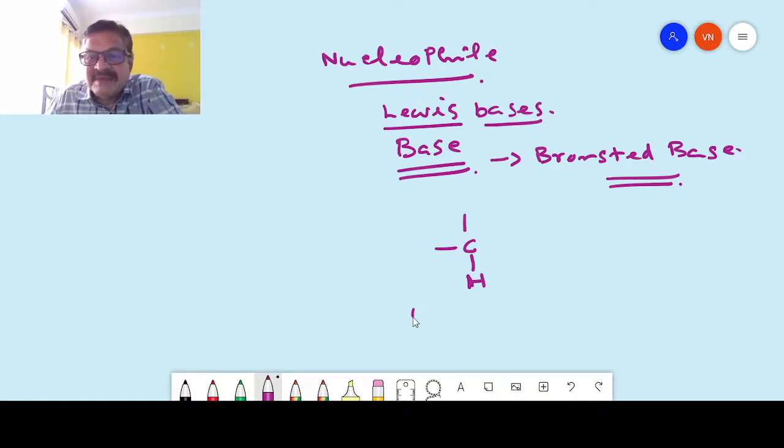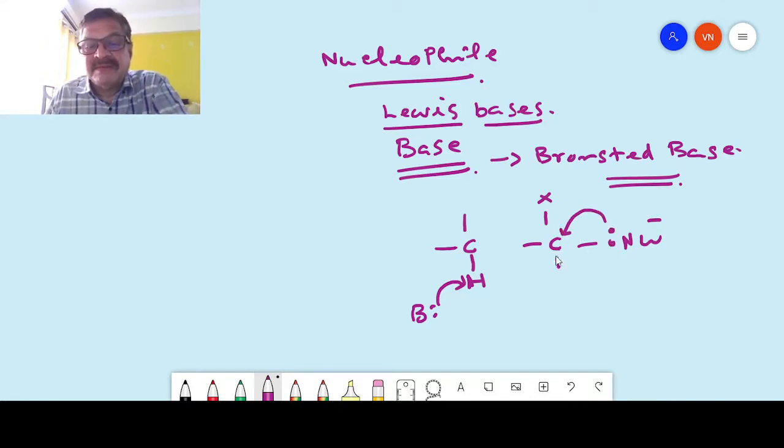Now, the base will take this proton. If there is a reaction with a nucleophile here, this lone pair will attack this electron deficient carbon atom. This is the electron deficient carbon. This is the only difference here.